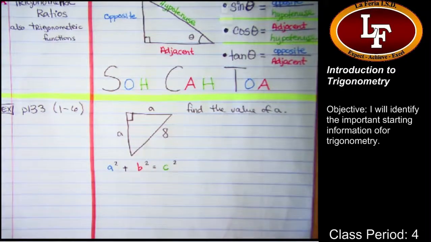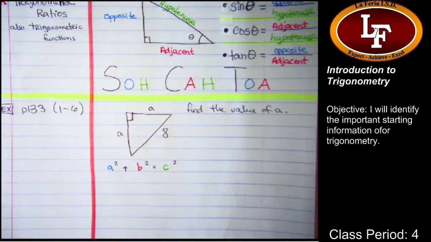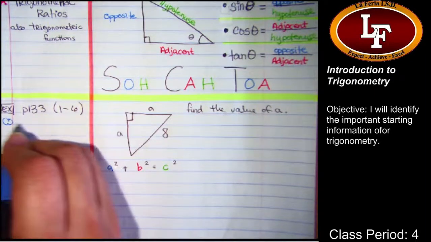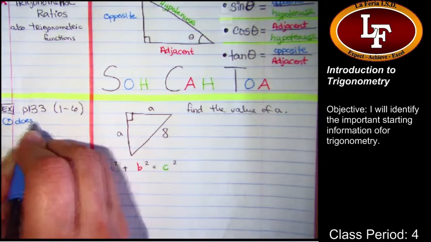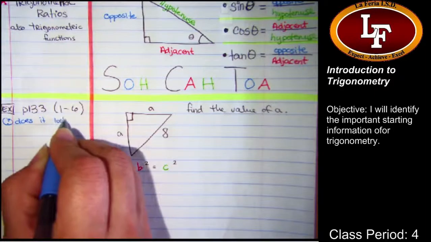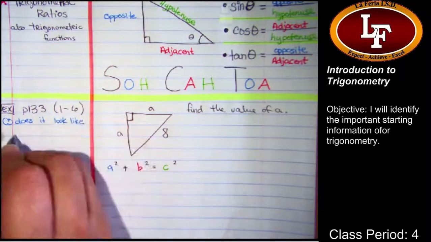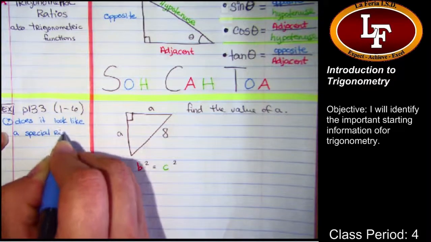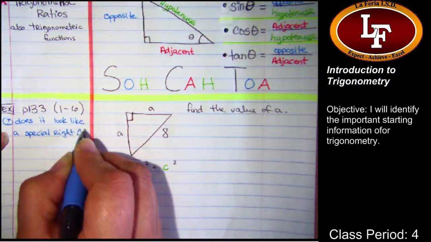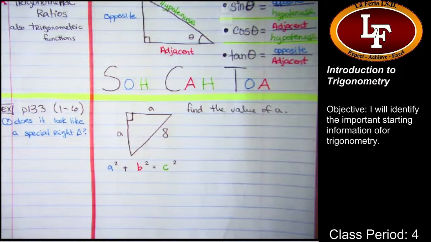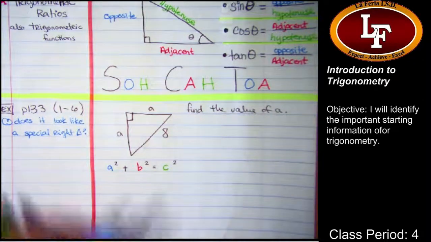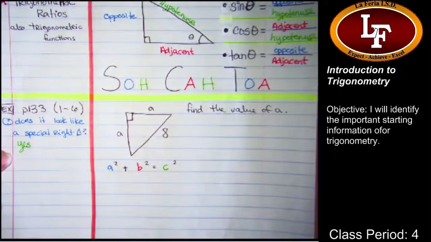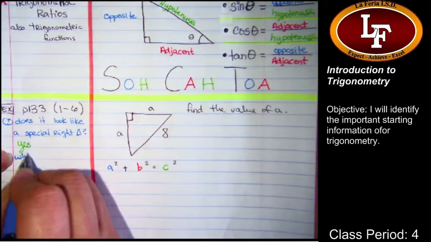But the question I want you to ask yourself before you go through the work of the Pythagorean Theorem is, since this is a right triangle, does it look like one of your special right triangles? I'm getting a nod. I'm being told yes, it does. And so the follow-up question that I have is, which one?